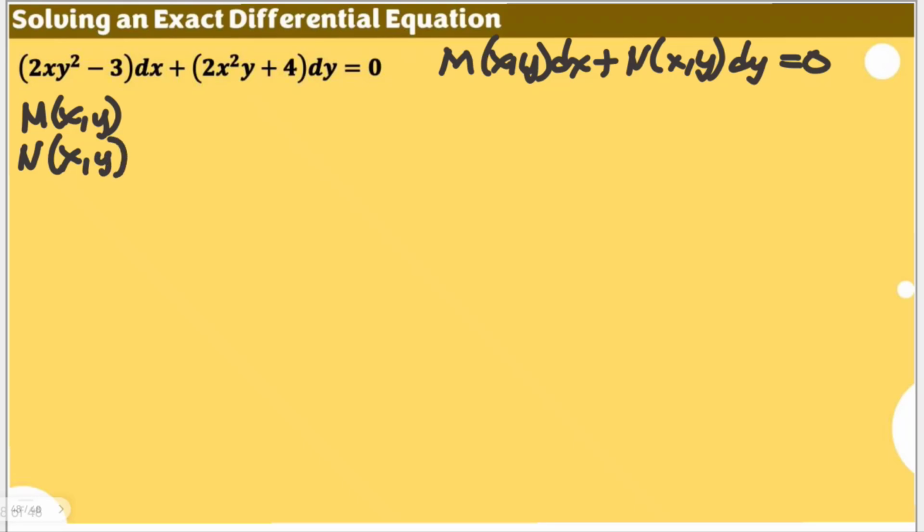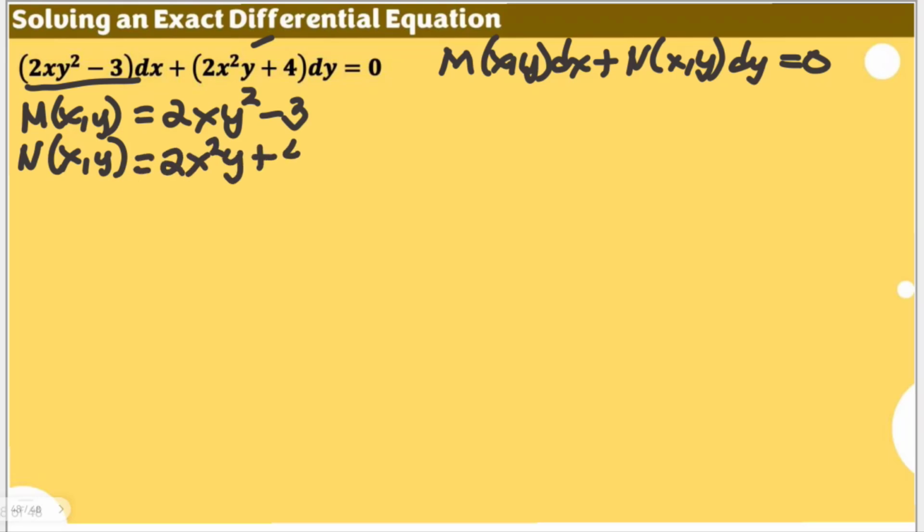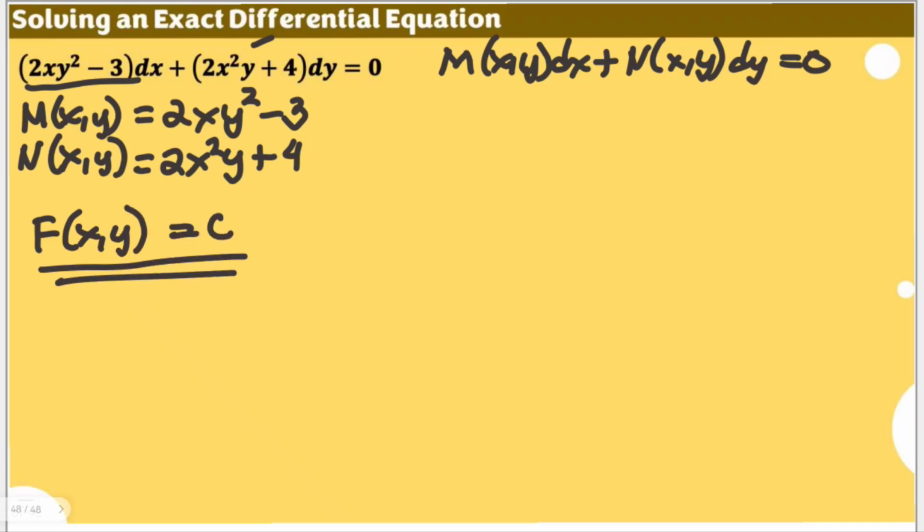We need this because in our processes later, they will be used as well. M of xy is the function paired with dx. You have 2xy squared minus 3. And our N of xy is the function paired with dy. You have 2x squared y plus 4. Now, the solution for this given exact differential equation is identified as f of xy equal to c. This is the solution.